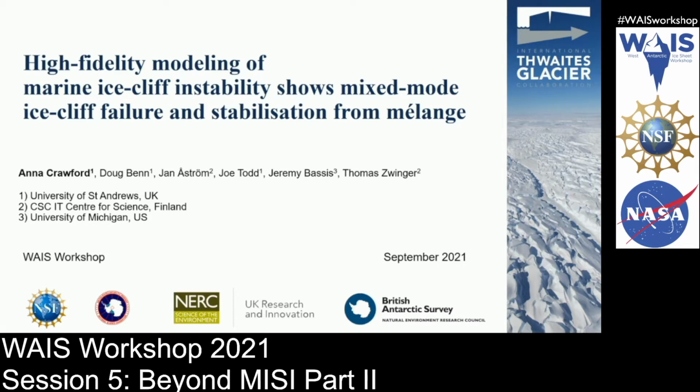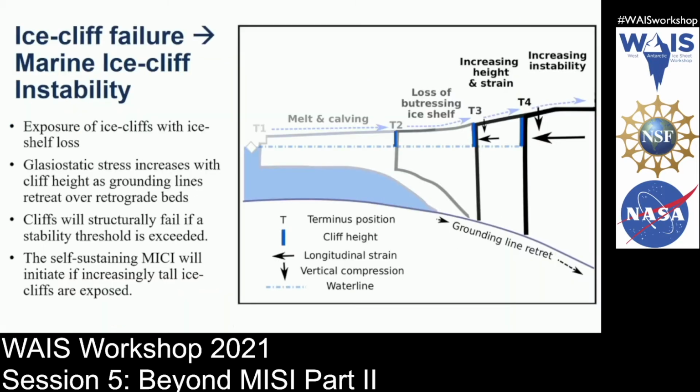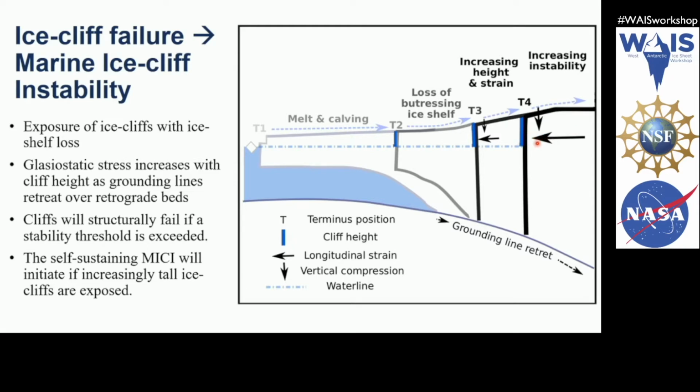And this study looked to improve our understanding of how these hot topic processes of ice cliff failure and marine ice cliff instability could transpire. Ice cliffs, which will be exposed after ice shelf loss, can maintain their integrity up to a certain height due to the cohesive strength of ice. However, as the ice cliff increases in height, that longitudinal strain will at some point overpower the ice's finite strength, and this could lead to an ice cliff failure event.